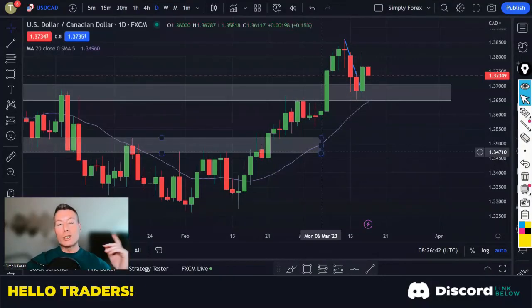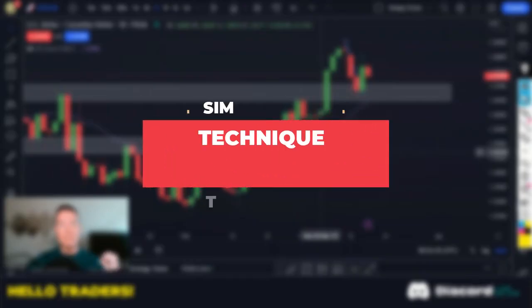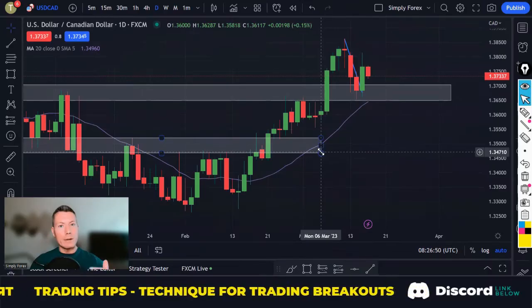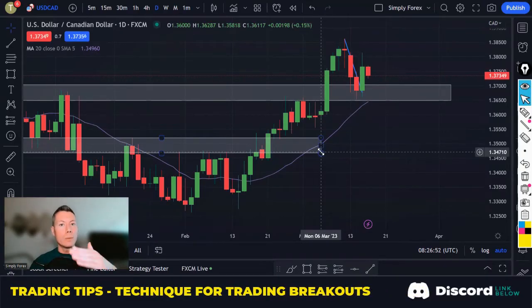Hi traders, going to show you something today, a technique I use for trading a breakout. So whether it's a changing structure and it breaks a high or a low and we get a candle that breaks out of that, or a candle that breaks out of a support and resistance level, I'm going to show you some techniques how to best trade that.